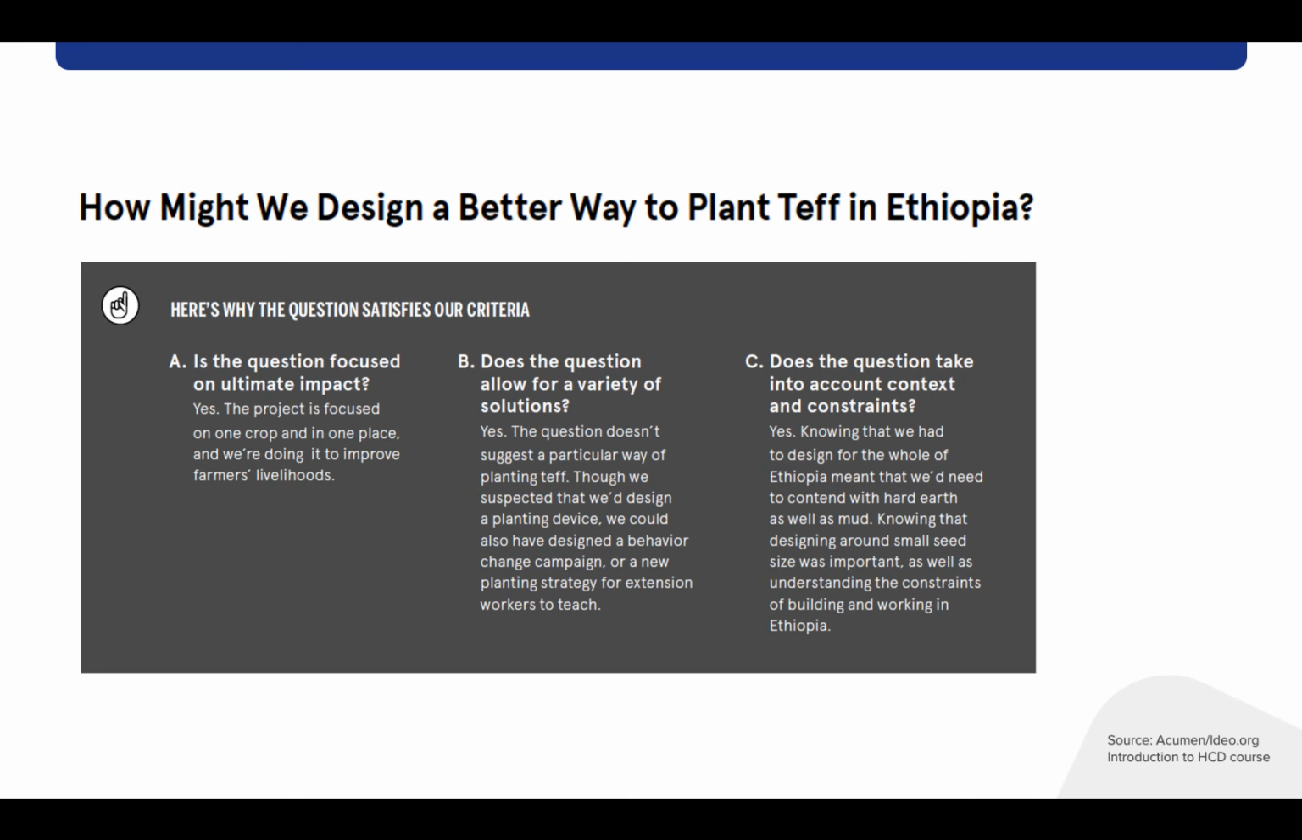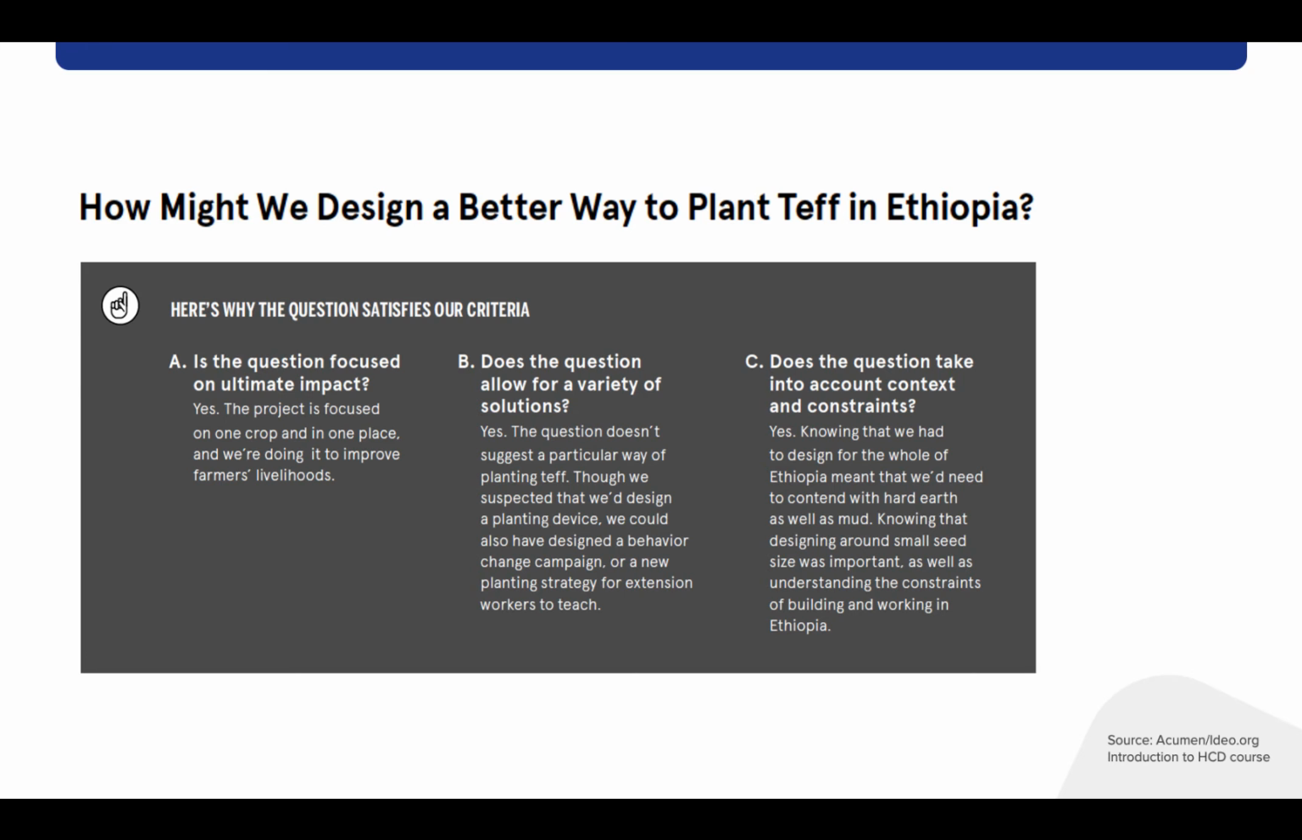And again, we can look at the three criteria. Is this question focused on ultimate impact? Yes, we want to design a better way to plant teff. Does it allow for a variety of solutions? Yes, we can consider planting devices, we can consider behavior change campaign. There are a number of different possibilities to enable us to design a better way to plant teff. And does the question take into account the context and constraints?